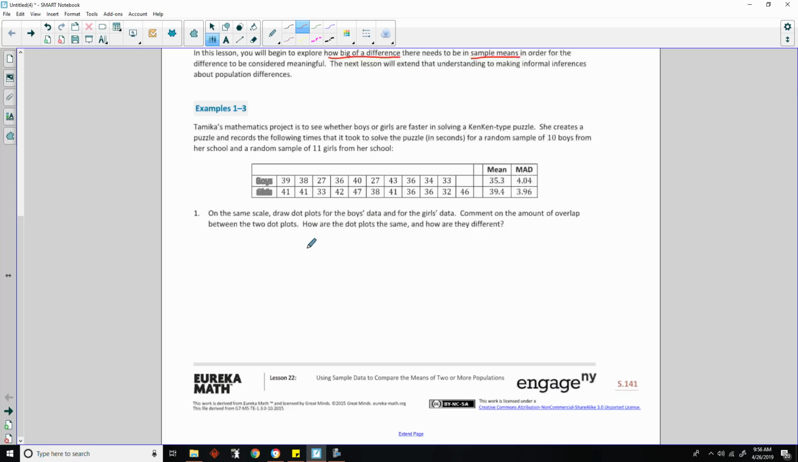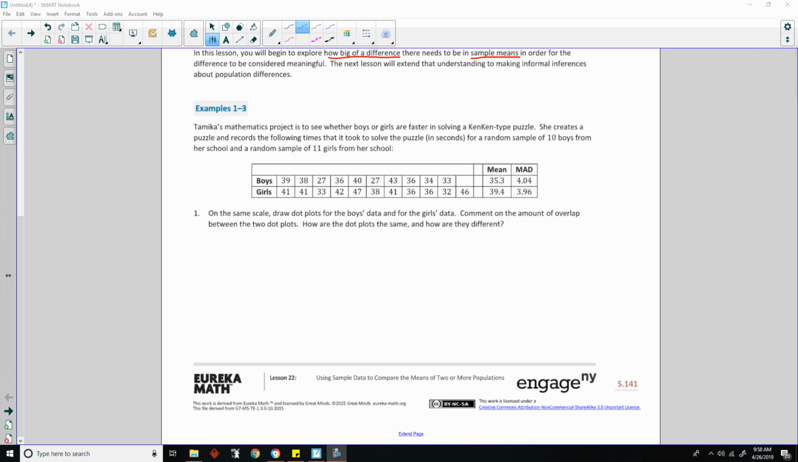So here's example 1. Tamika's mathematics project is to see whether boys or girls are faster in solving Ken-Ken type puzzles. She creates a puzzle and records the following times that it took to solve the puzzle in seconds for a random sample of 10 boys from her school and a random sample of 11 girls from her school.